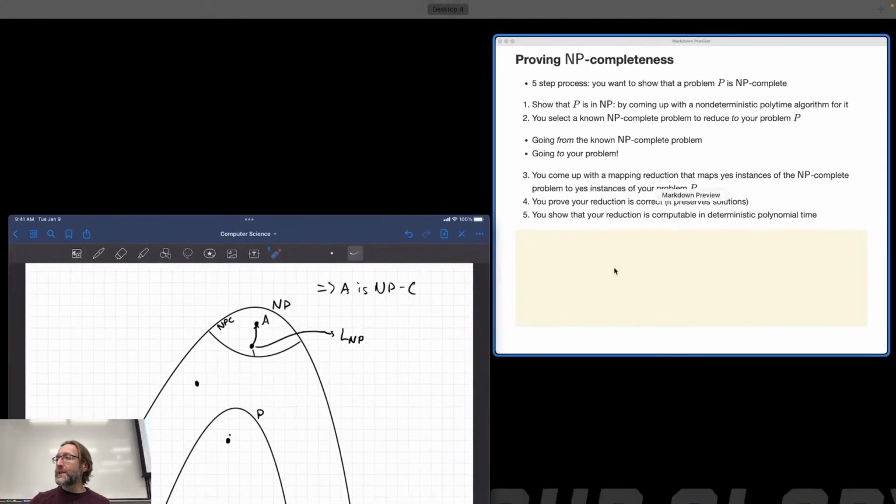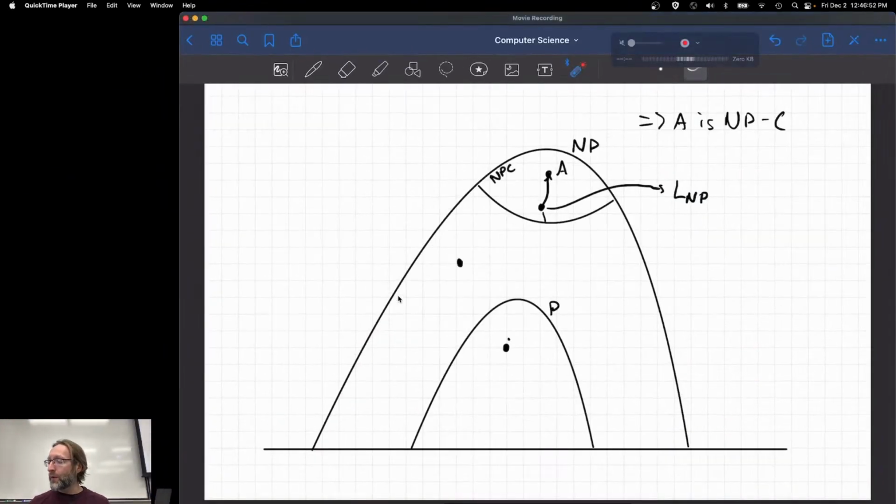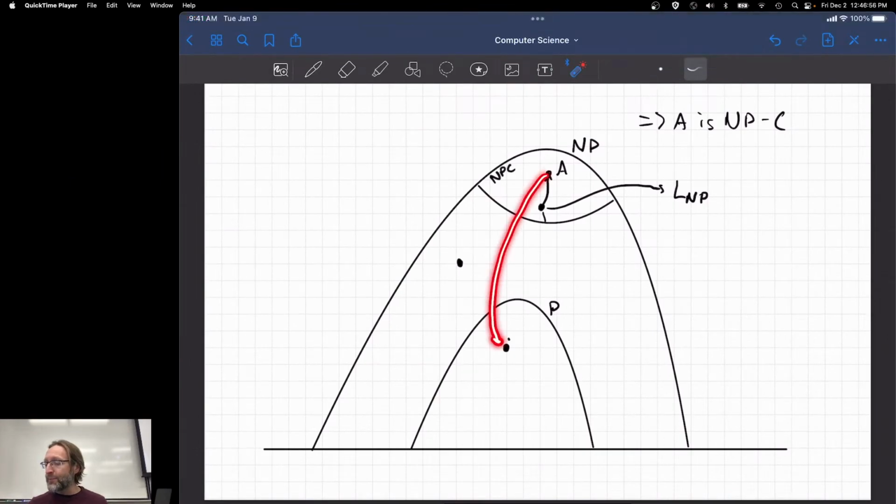That's easy, because all you need to do is come up with a non-deterministic polynomial time algorithm for it. Then you select a known NP-complete problem to reduce to your problem, right? You're going from the known NP-complete problem to your problem. It's not the other way around. You asked whether it would be the other way around. Do we think that's possible? Probably not. That would lead to a collapse, right?